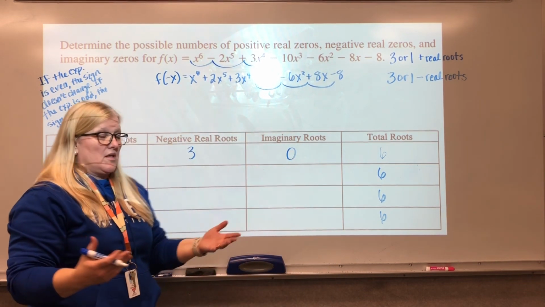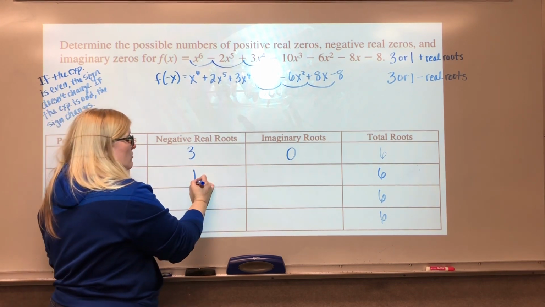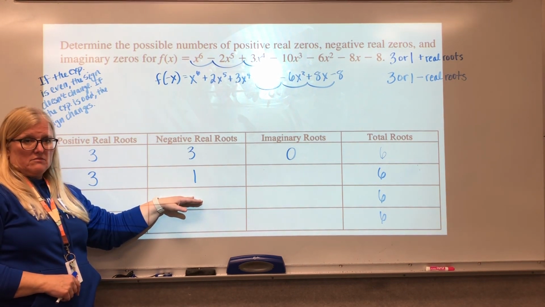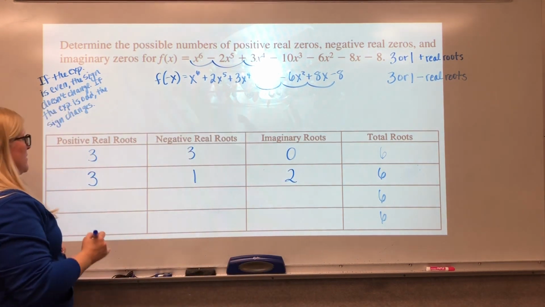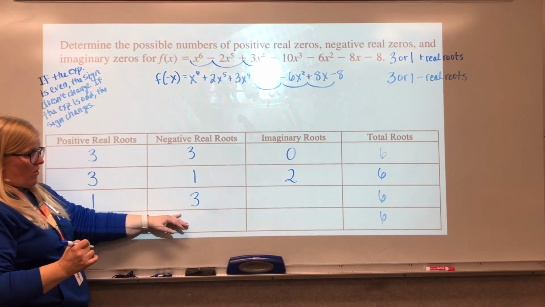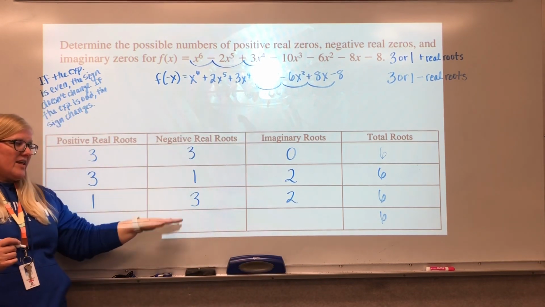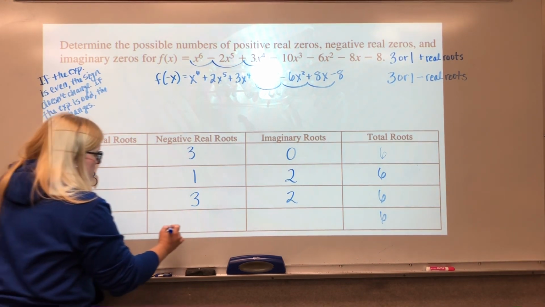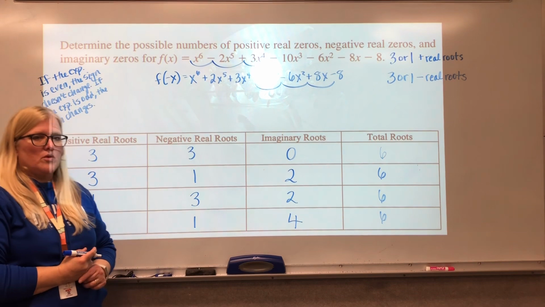Now, another possibility could be 3 positive real roots, 1 negative real root, that's 4. How many imaginary roots would I have then? 2. Okay, another possibility could be 1 positive real root, 3 negative real roots, that's 4. So 2 imaginary roots. And what is the very last possibility? Okay, 1, that's 2, and 4 imaginary roots.